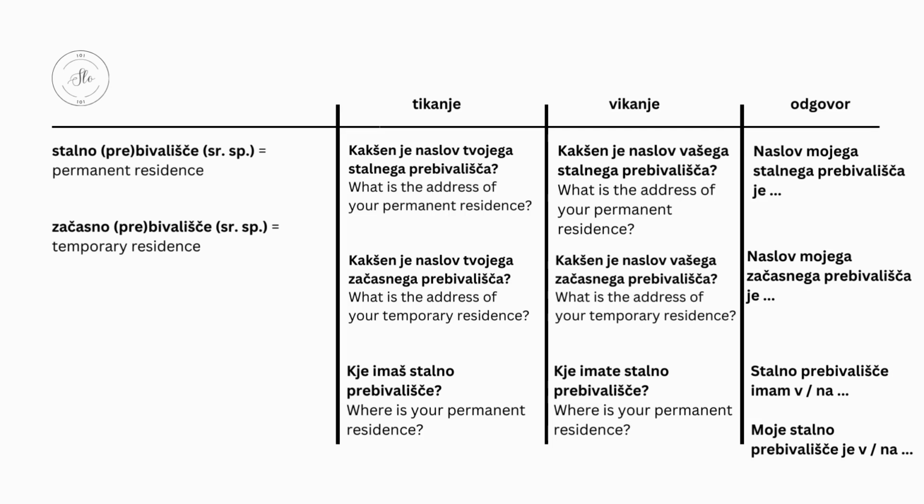And then you can reply. Naslov mojega stalnega prebivališča je. Or naslov mojega začasnega prebivališča je. Or stalno prebivališče imam v ali na. Moje stalno prebivališče je v ali na. Začasno prebivališče imam v ali na. Moje začasno prebivališče je v ali na. For example, stalno prebivališče imam v Ljubljani. Moje začasno prebivališče je na Japonskem.